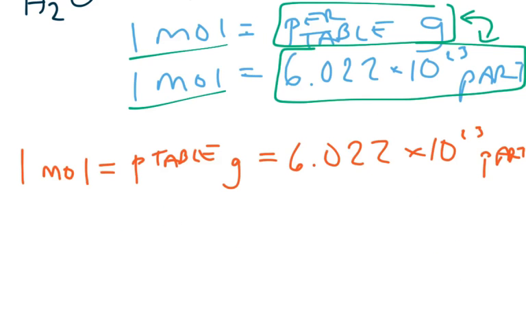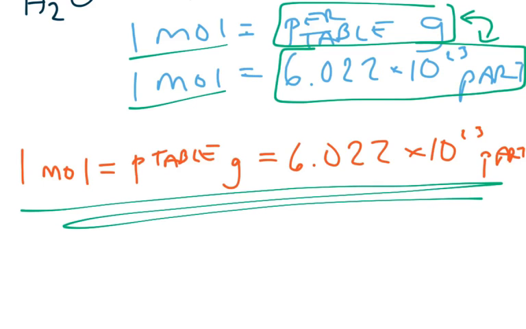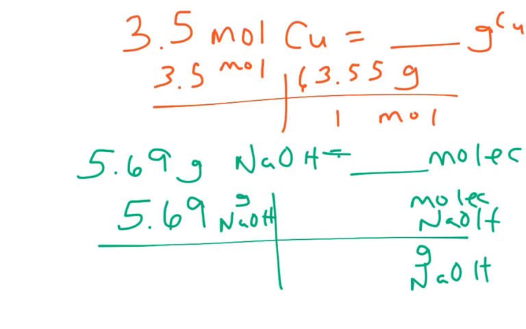So if I go back a slide, check out what I wrote right here. Okay, 1 mole is equal to the P table grams is equal to 6.022 times 10 to the 23rd particles. So here, I have molecules and grams. Well, grams is off the periodic table. Sodium's 23, oxygen is 16, hydrogen is 1, so that's 40. And then my molecules is my 6.022 times 10 to the 23rd. There's nothing wrong with keeping it that simple. That is a great plan.